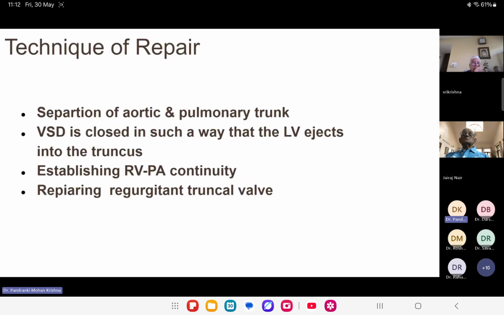So coming to the technique of repair, separation of the aortic and pulmonary trunk is the first step, and then the VSD is closed in such a way that the LV ejects into the truncus upwards, and then establishing the RV to PA continuity, and then repairing the regurgitant truncal valve if it is present.